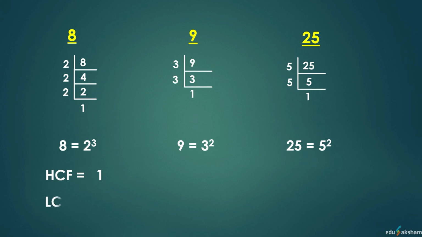For the LCM, we must select the greatest power of each prime factor involved in the numbers. The prime factors involved in these numbers are 2, 3 and 5. So we select 2 cube, 3 square and 5 square, which gives us the product as 1800. Therefore, the HCF of 8, 9 and 25 is 1, whereas the LCM is 1800. We have found the HCF and LCM of all the three sets of integers given to us.